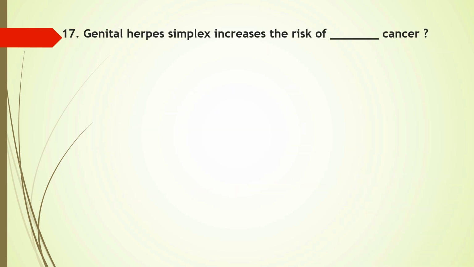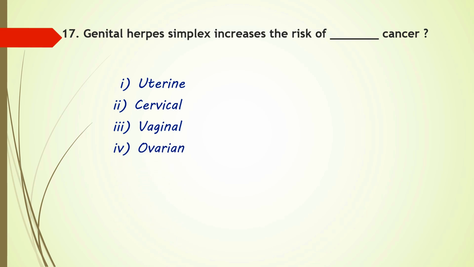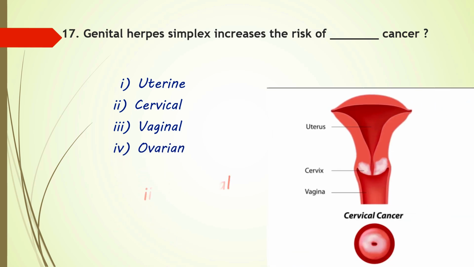Question number 17, genital herpes simplex increases the risk of developing which cancer? Options are uterine cancer, option 2 cervical cancer, option 3 vaginal cancer or option 4 ovarian cancer. Genital herpes simplex, particularly HSV2, is heavily linked to a higher risk of developing cervical cancer. So here option 2 is the correct answer.